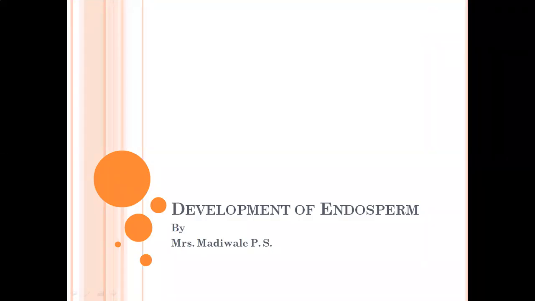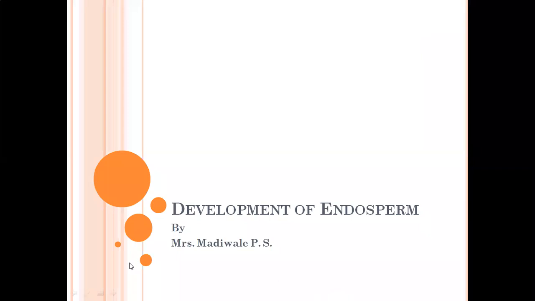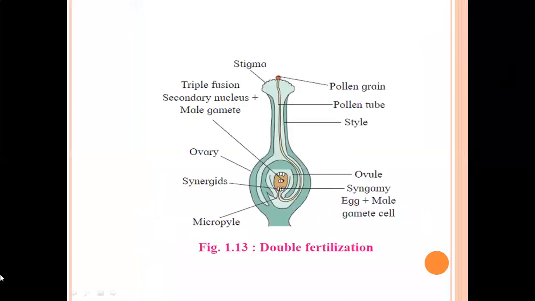Good afternoon, students. Today we are going to discuss the development of endosperm. Before we start, we will revise this diagram once again. As you know, it is the diagram of double fertilization. In this process, what happens? The two male gametes transported through this pollen tube reach the ovule and the egg inside it. Out of the two male gametes, one fertilizes this egg cell and the other fertilizes the secondary nucleus.